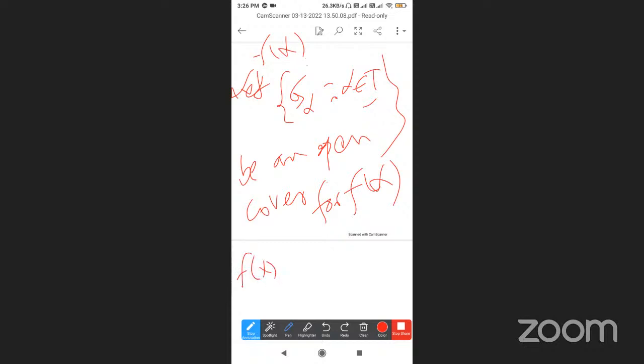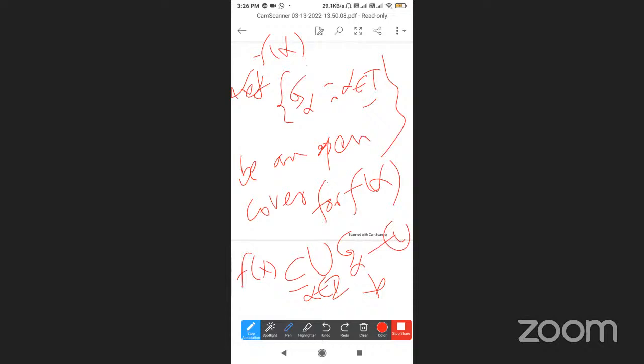A metric space is said to be compact if it contains a finite subcover for every open cover. Suppose f(X) is contained in the union over alpha belonging to I of G alpha, where each G alpha is an open set in Y. This is an open cover, and this is what we have to prove.